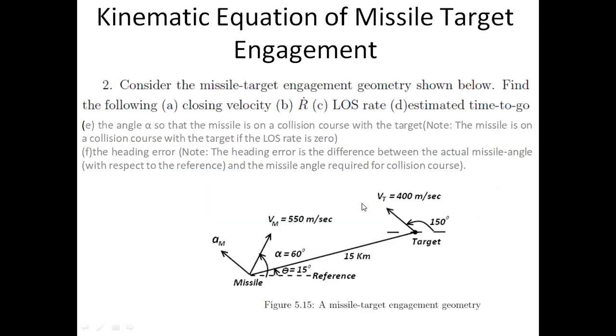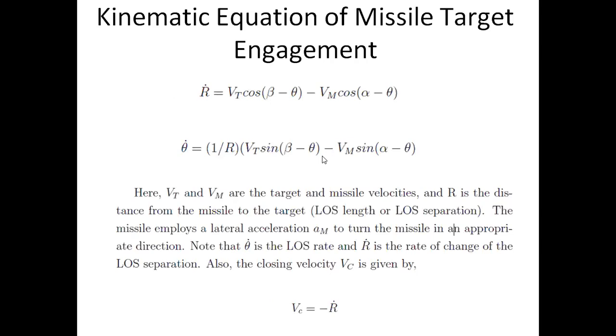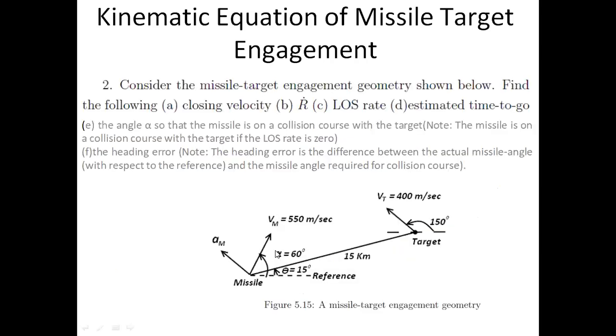Find out what you are getting. The missile is on target of course of collision if the rate of change of LOS is 0. That is the condition. So by applying this condition in this equation 2, we will get the value of alpha. In the previous numerical, it was given 60. Now we want to find out for the given condition.